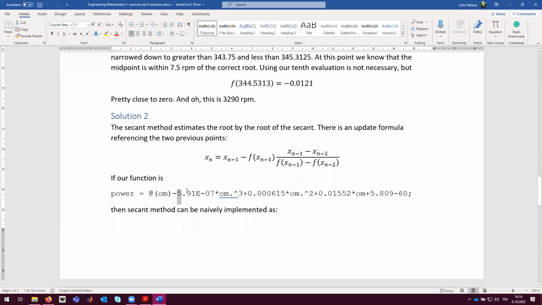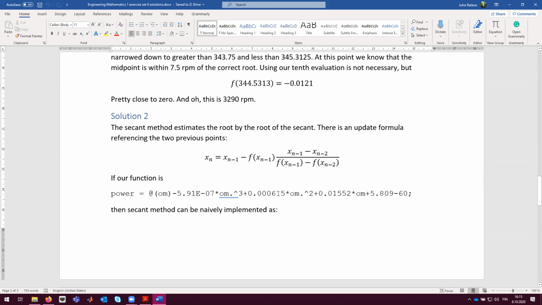A good thing to note here, in this notation, 5.91e minus 07 doesn't mean that it's minus 5.9 times exponential of minus 7. This means that it's minus 5.91 times 10 to the power of minus 7. So that's the kind of scientific notation. Times omega to the power of 3, the multiplier, and so on. So this tells how much power we have. And I did already put here the minus 60.